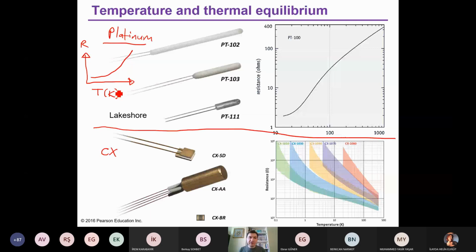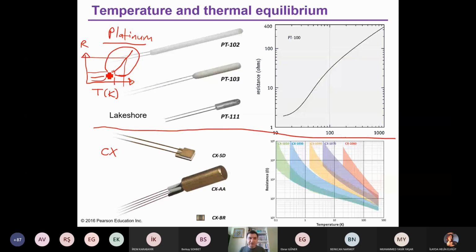So what do you see here? When you increase the temperature here on the right side, we have a region which is very sensitive to the temperature. You increase the temperature, then resistivity increases, okay?